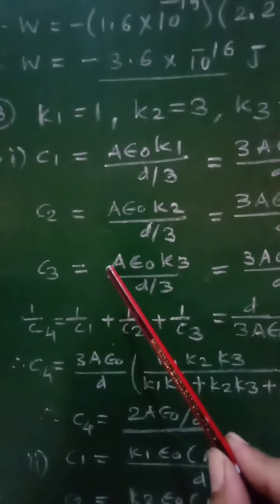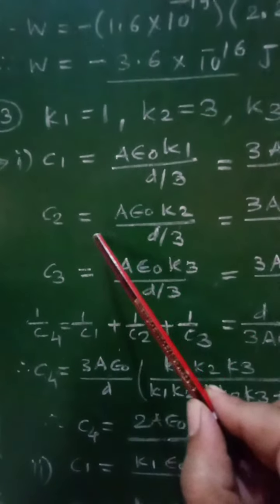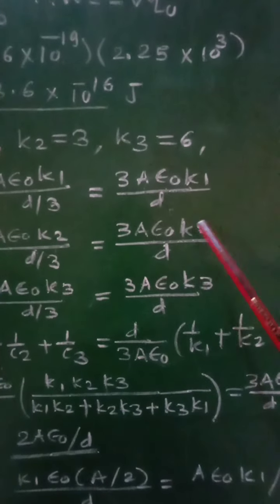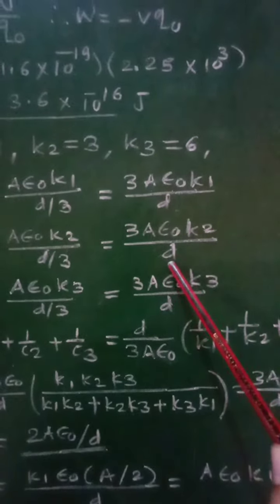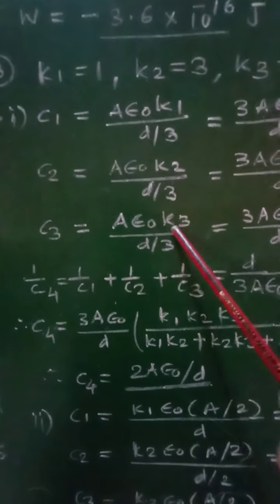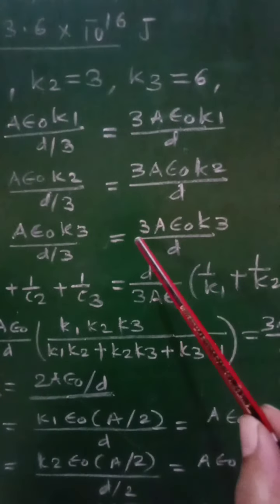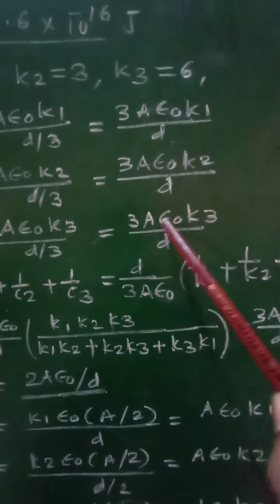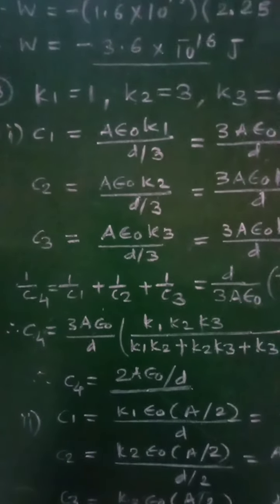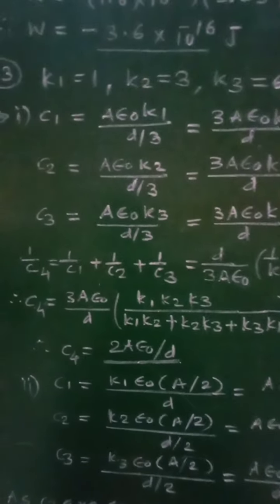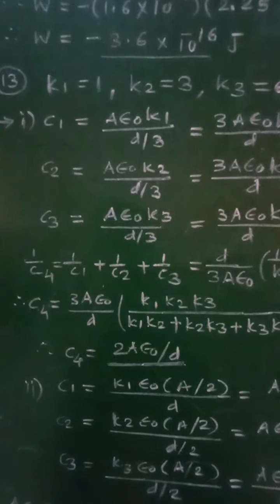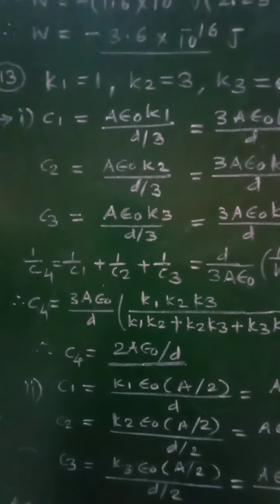C2 will be equal to A epsilon 0 K2 upon D by 3, which comes out to be 3A epsilon 0 K2 by D. Similarly, C3 will be equal to A epsilon 0 K3 upon D by 3, which will be equal to 3A epsilon 0 K3 by D. So for all these three capacitors in the first case, the distance is D by 3, because all these capacitors are equally placed within the distance D, and therefore the distance between the plates of each capacitor will be D by 3.